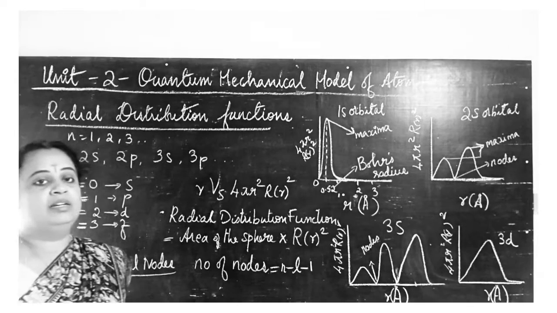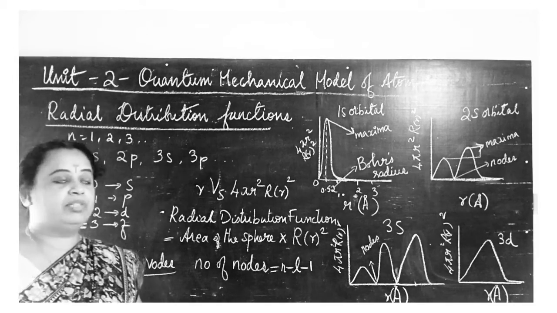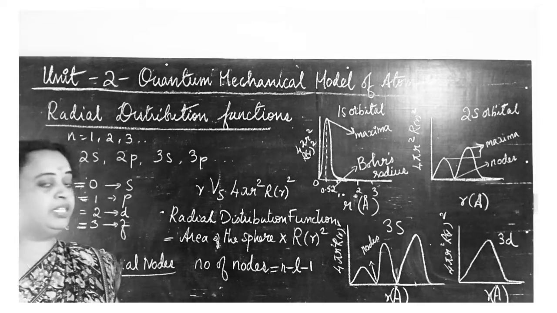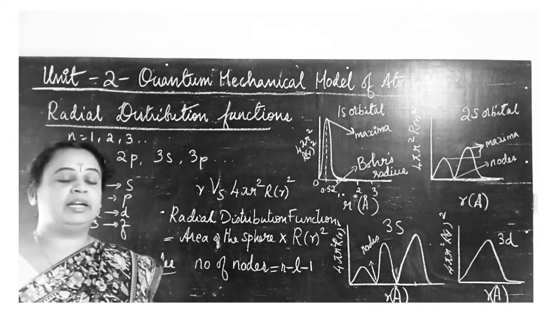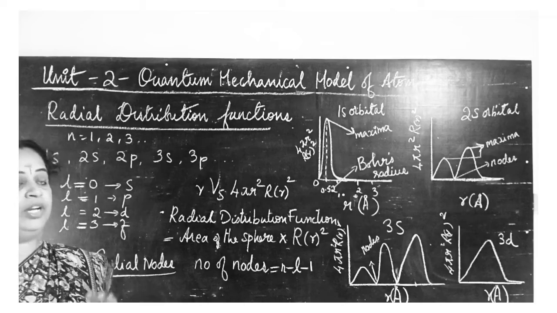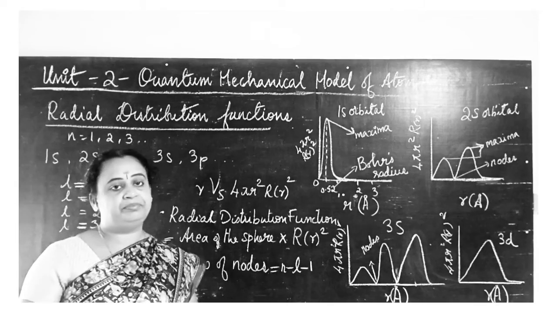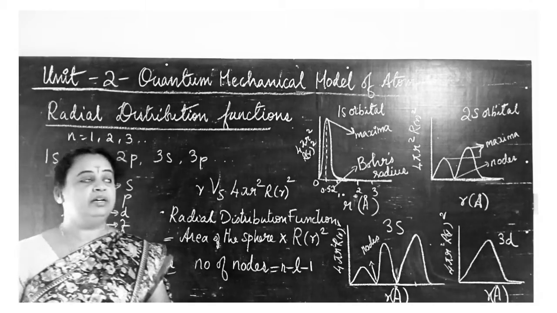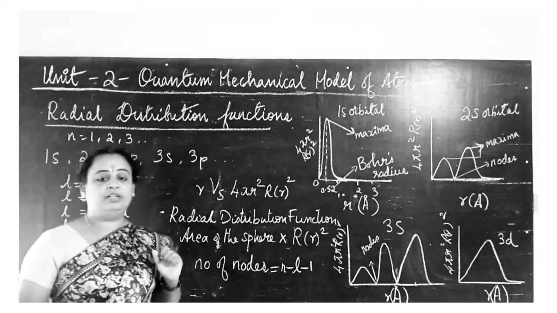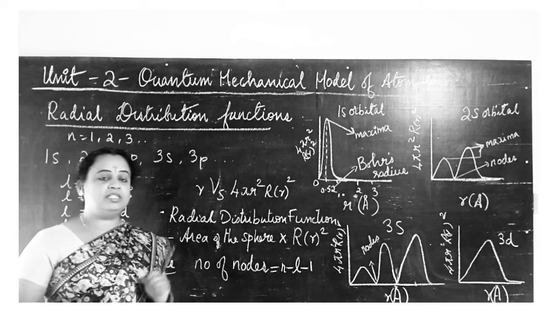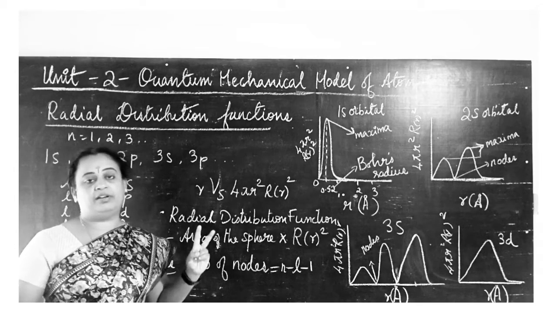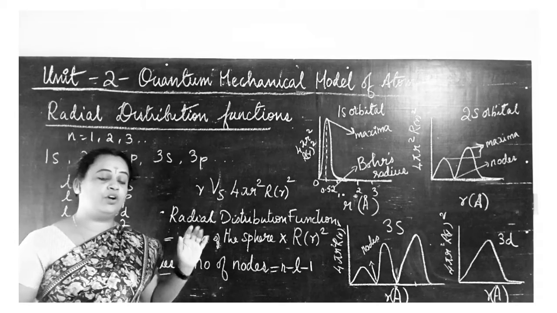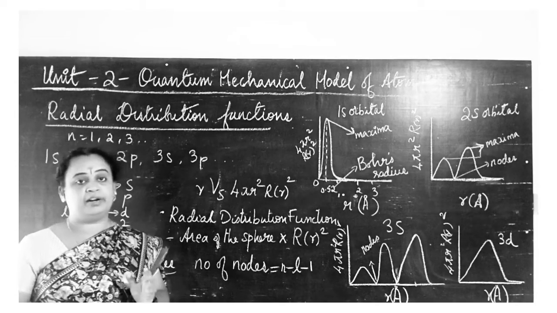Hello students, in this video let us study the radial distribution function for 1s orbital, 2s orbital, 3s orbital and 3d orbital. When we know what an orbital is, by the previous video we understood the complete details about the radial distribution function, the wave function, and the two parts of the wave function, that is the radial distribution function and angular distribution function. So we all studied the definition of an orbital, right?